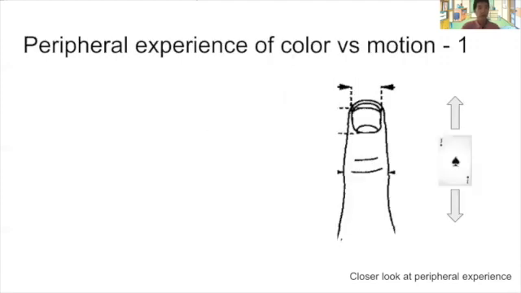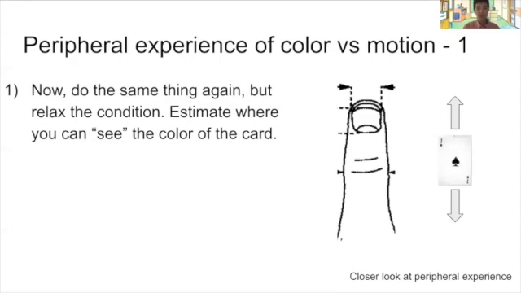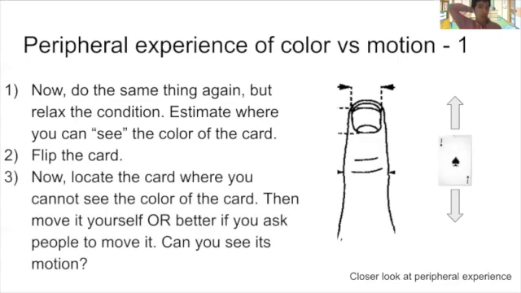Okay. And then let's go to the next one, which is the peripheral experience of the color versus motion. And this also relates to what we learned this week. Here, again, you put your finger over there, and then you do the same thing, but then the relaxer condition, okay? Estimate whether you can see the color of the card. So basically you move the card until you feel like you can see the color. Then flip the card, and then locate the card where you cannot see the color of the card, and then move yourself, or better if you ask people to move it. Can you see its motion? That's the dissociation of the color versus motion in our visual field. So how it looks like.